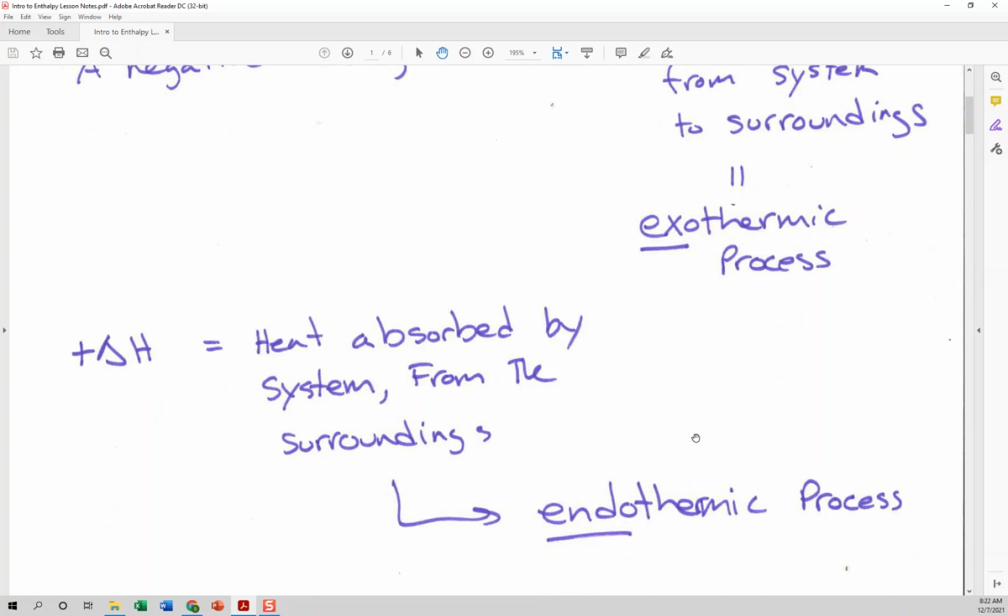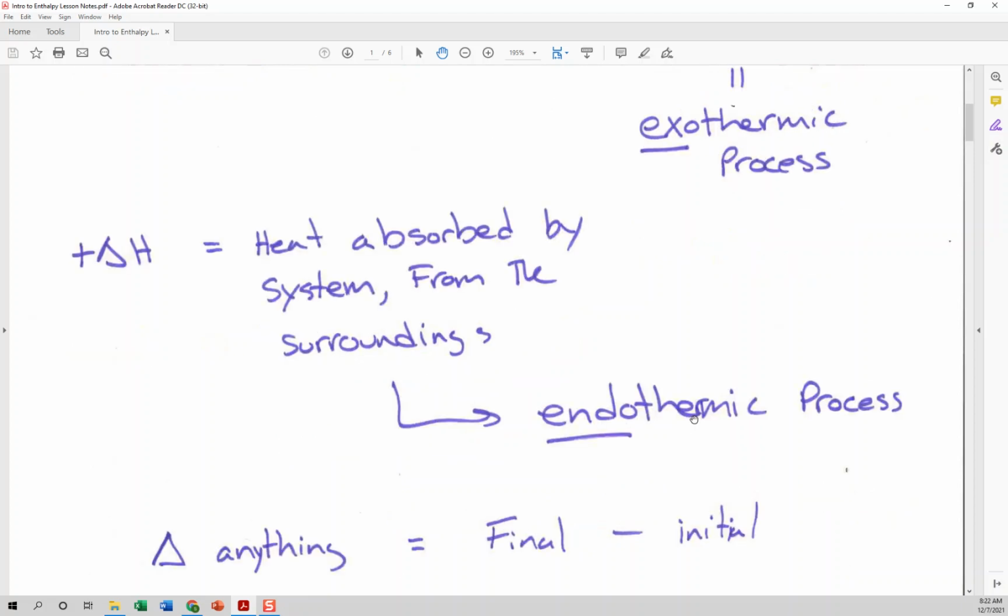So if you're given a chemical equation and they tell you the delta H and it's a negative number, it's exothermic. Doesn't matter what the number is. If it's a really big negative number, like negative 1 million or something, then it's very exothermic, right? If it's a positive number, then it's endothermic.